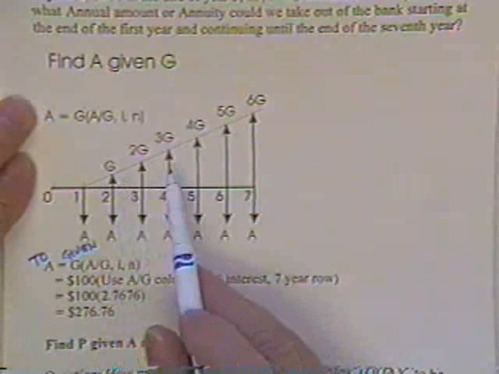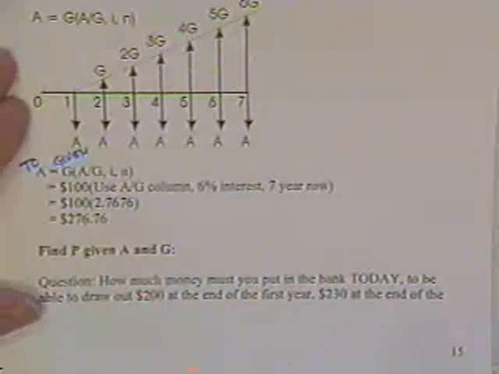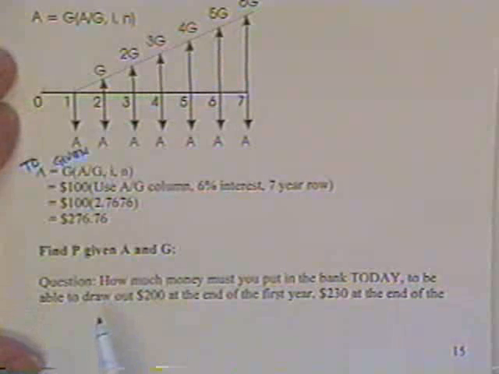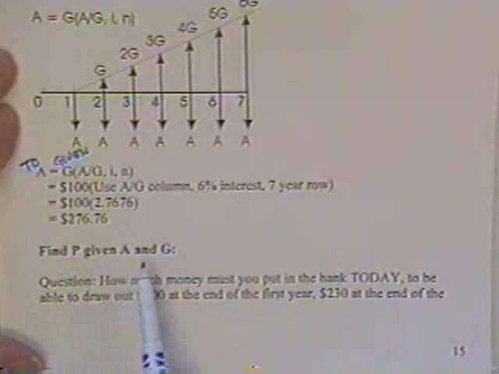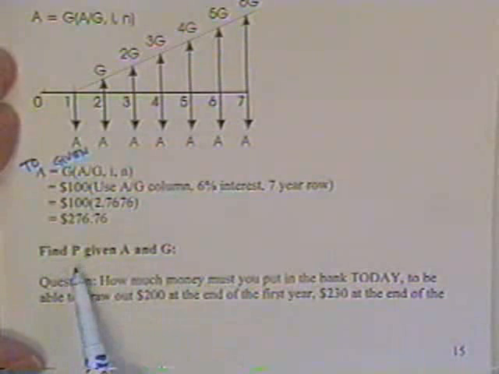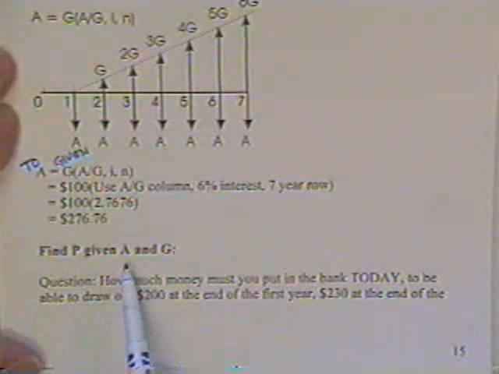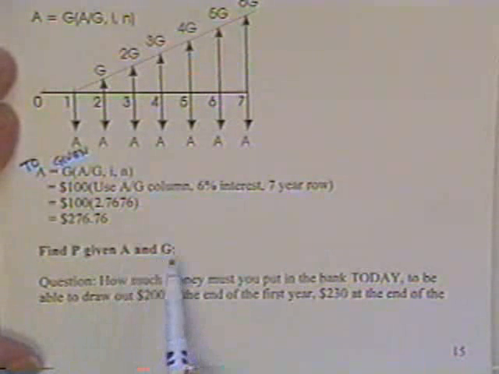I'll have to give him $100, then $200, then $300, and so on. The reverse of that, no, that's not the reverse, this is a different one. Like I say, these are coming in the order that they are listed in the reference manual. Find the present value given, well, this is a different one here, given A and G. The reference manual doesn't give you any A and G.